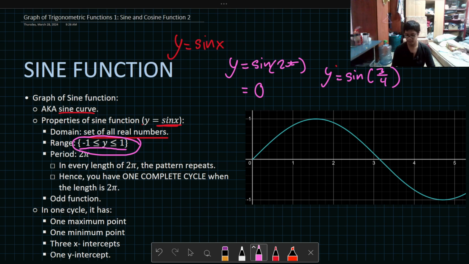Right, hold on. Maybe this one will do. Wait. Sine, then. Oh, yeah.